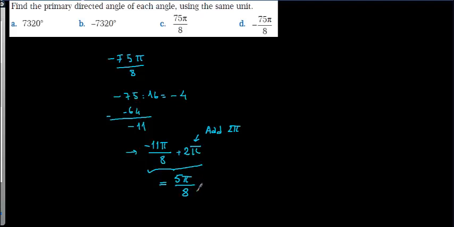5 pi over 8 is the primary directed angle.